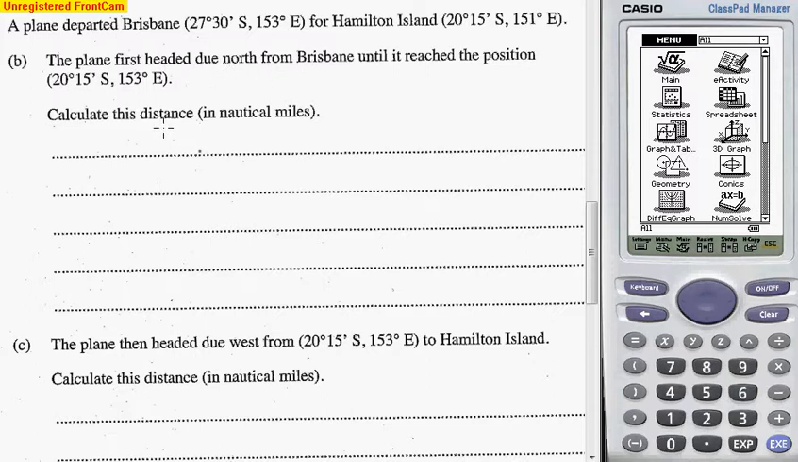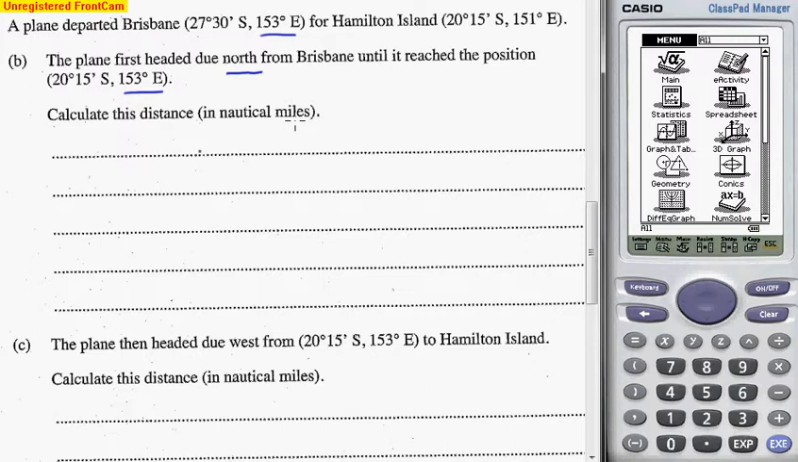Calculate this distance. Okay, we've been told that it goes north, so that means that this is a longitudinal distance question. And I also notice that we're leaving Brisbane, which you can see is at 153 degrees east, and ending up at this point, which is 153 degrees east. So that's what you expect. The line of longitude is the 153 degrees east line. Calculate this distance, and I have to do it in nautical miles.